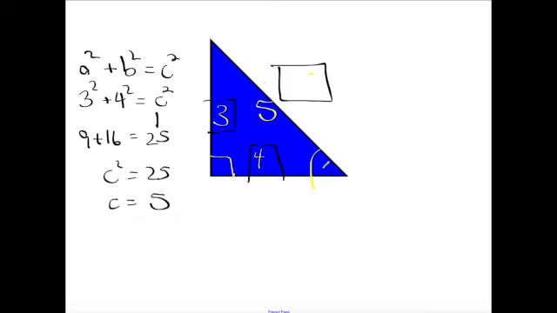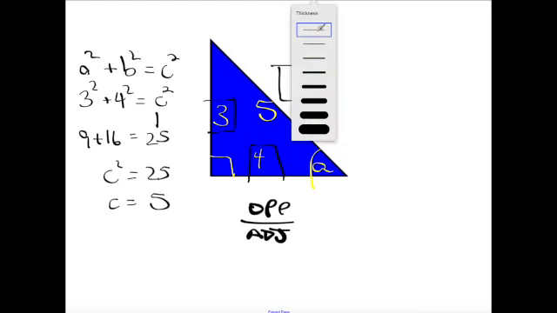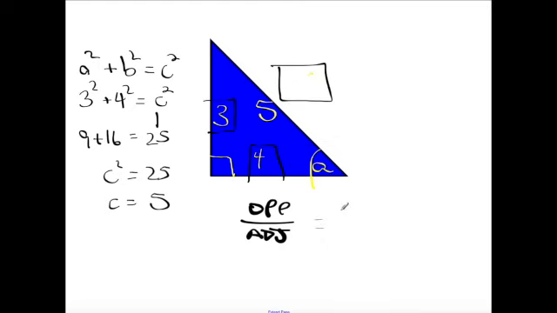Now, once I've got that, I need to pick an angle to reference. So I'm going to reference this angle here. I'm going to call that angle A. And if I look at my opposite to my adjacent, I've got a ratio of 3 to 4. All right, the ratio of my opposite to my adjacent, because ratios are another way of saying fractions, is 3 to 4. So that would be my ratio for that.